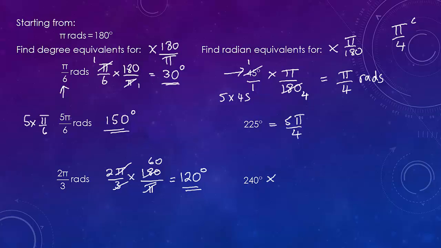240, well, let's go ahead and multiply that by pi over 180. So 60 goes into here 4 times and into here 3 times. So I have 4 pi by 3 radians.